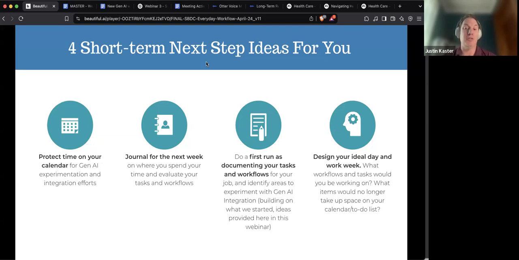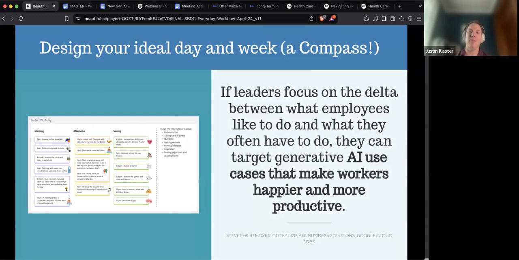And you can do this in the short term. Give a first run at it: we've started documenting our tasks and areas, so go ahead and build on that a little bit. We're giving you some ideas in the slides as well, as I mentioned, for other places to think about workflows and tasks.